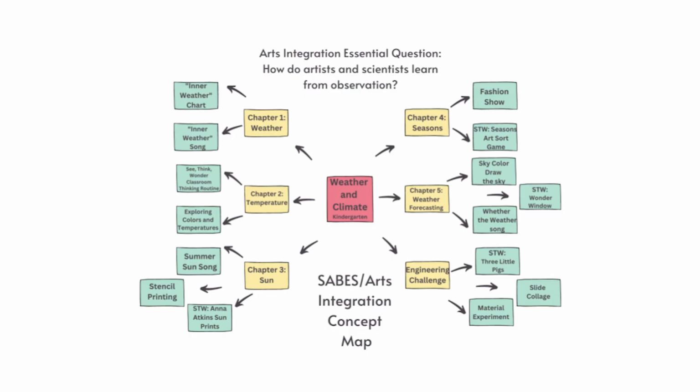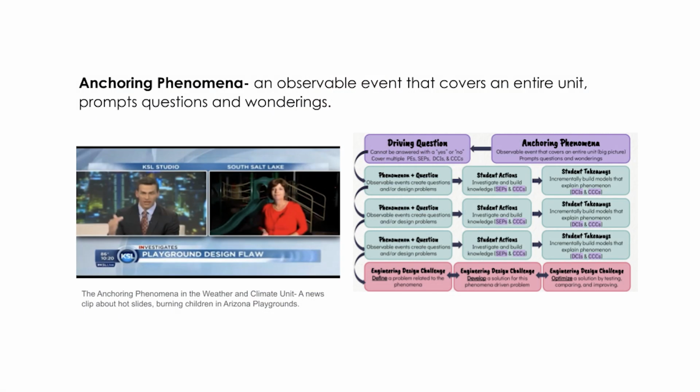Each unit in the SABES curriculum begins with an anchoring phenomenon, which is described as an observable event that covers an entire unit and prompts questions and wonderings. Just like the first steps in the creative and scientific processes, students observe this anchoring phenomenon as a spark to get them curious, to get them to start asking questions, to get them to start wondering.